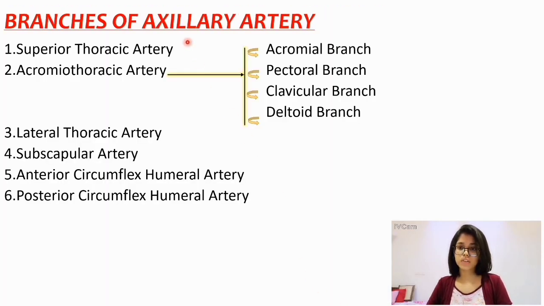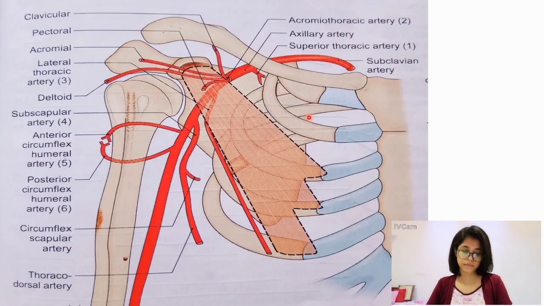Coming to the branches of the axillary artery, there are six, namely superior thoracic, acromiothoracic, lateral thoracic, then subscapular, anterior and posterior circumflex humeral artery. Acromiothoracic artery, as soon as it arises, divides into four branches, A, P, C, D, that is acromial, pectoral, clavicular and deltoid branch. Let's see it in diagram.